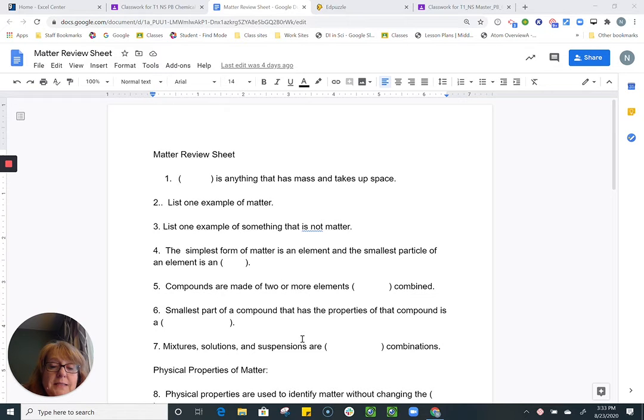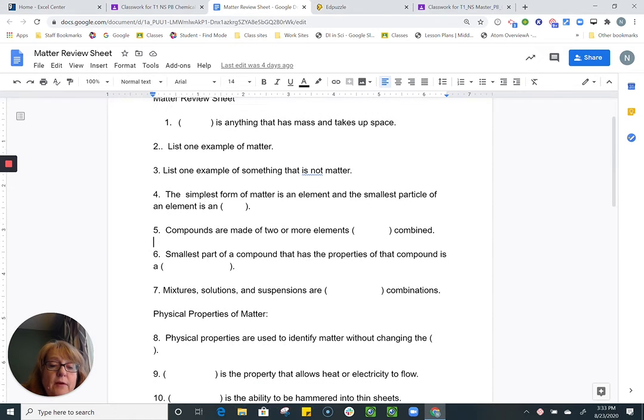For example, a salad is a physical combination. The lettuce is still lettuce. If you use whole cherry tomatoes, they're still tomatoes. When you put them in the salad, they're tomatoes and lettuce, and you can separate them back out, and they still are lettuce and tomatoes. Okay? So mixtures, solutions, and suspensions are physical combinations. The substances you put together keep their own unique properties, and you can separate them back out.